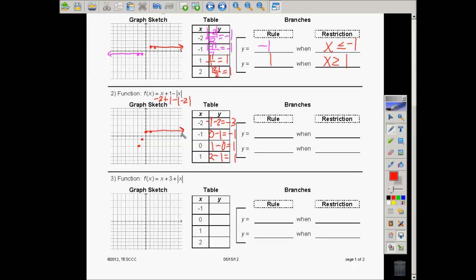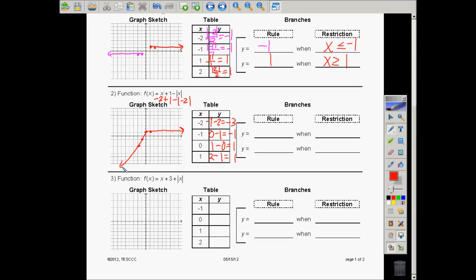So 2 plus 1 is 3. 3 minus 2 is 1. All right. What do you think will happen over here if I plugged in negative 3? Would it keep going down? If I plugged in negative 3, so negative 3 plus 1 is negative 2, minus 3 is negative 5. So am I not continually decreasing?